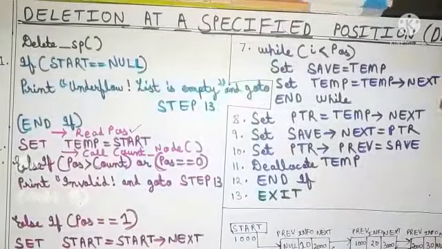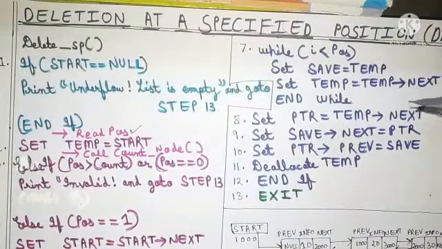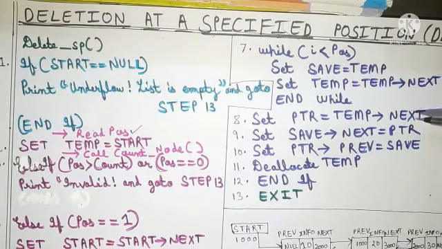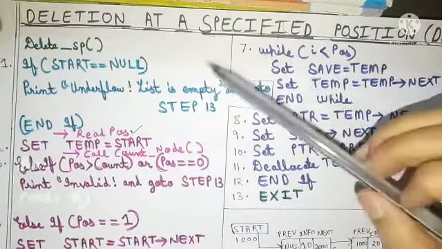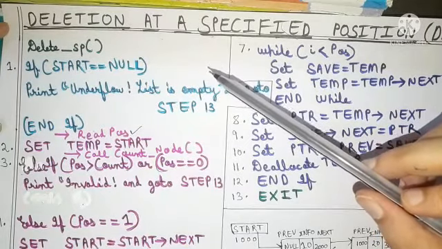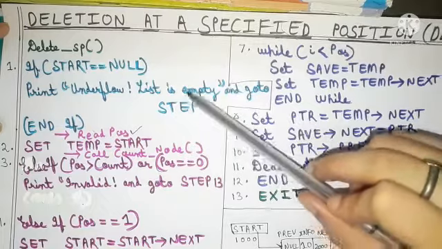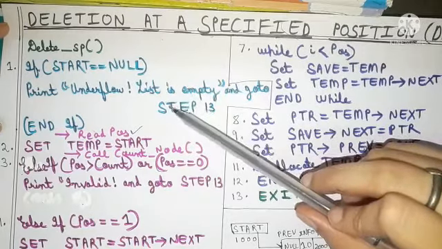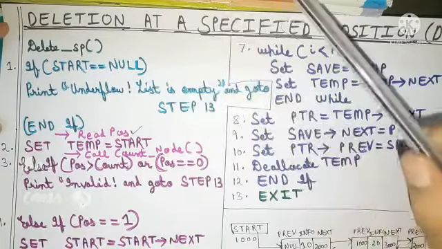Now, today's video is based on the topic deletion at a specified position from double linked list. Okay, let's start with it. First of all, we will name the function as delete sp. sp means specified position.